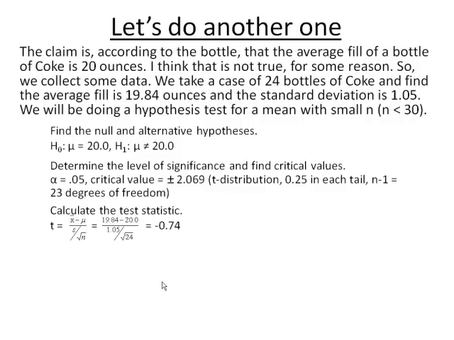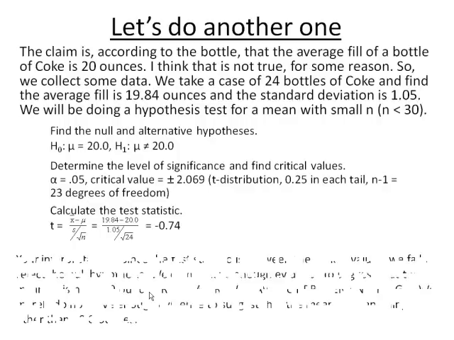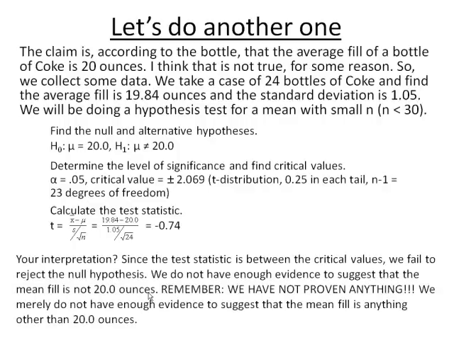Calculate our test statistic, which is negative 0.74, which basically means this particular sample of 24 bottles with its mean is roughly 3/4 of a standard deviation less than the assumed mean. And because the test statistic is not outside of the critical values, we fail to reject the null hypothesis. That doesn't mean the mean actually is 20. We just don't have enough evidence to show that it isn't 20.